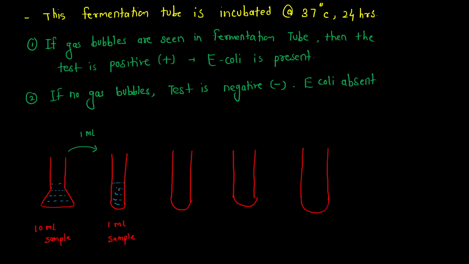Now from this second tube, again 1 ml is taken and added to the third tube. And this is called a 0.1 ml sample. One thing to note here is that the total volume present in each of these is 10 ml. Initially it was 10 ml. In the second tube, there was 9 ml and 1 ml from the previous one, so total 10 ml, but this is called a 1 ml sample because 1 ml from the previous tube is taken into this tube.